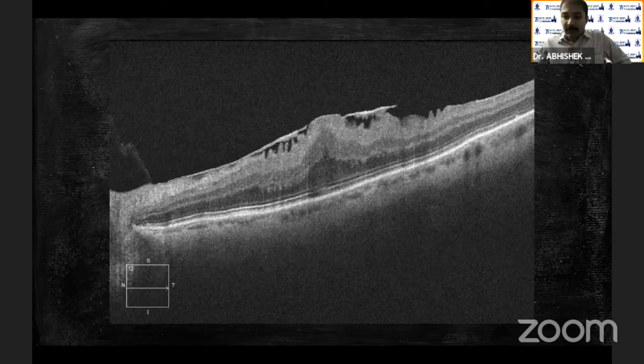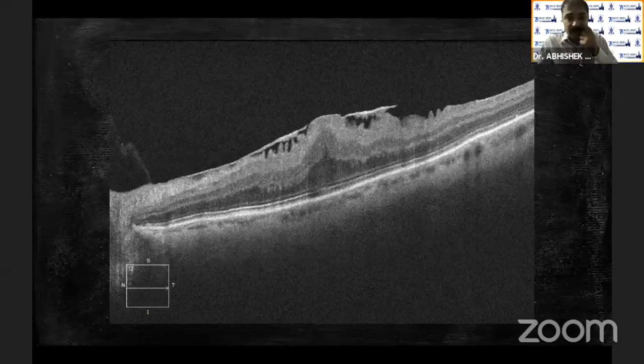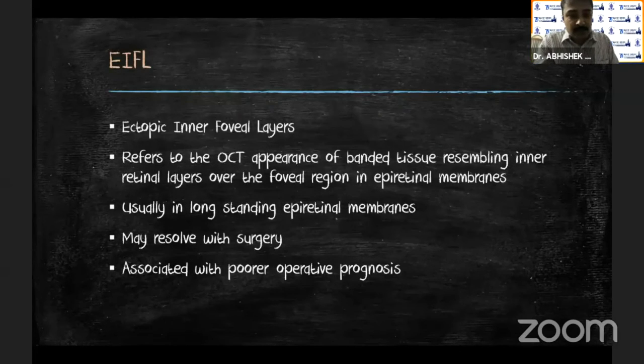Now, Dr. Manoj had talked to us about epiretinal proliferation and epiretinal membranes. So, any guesses on this? This is a scan going through the fovea in a patient with a chronic ERM, and you cannot make out the Henle's layer and the hyporeflectivity at the top of the fovea. What you see instead are band-like structures even over the fovea. So this is what is called an ectopic inner foveal layer.